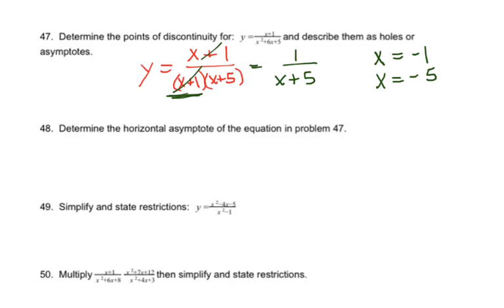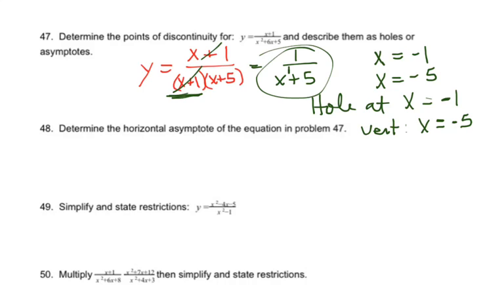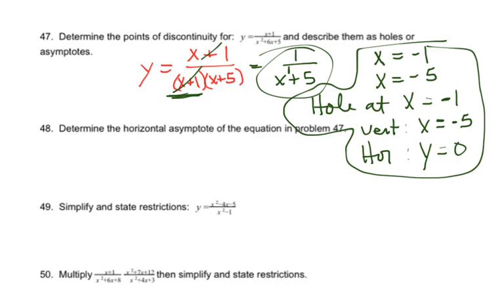X plus 1 canceled out, so there's a hole at x equals -1. There's a vertical asymptote at x equals -5 because it didn't cancel out, and the denominator ends up being of higher degree, so there's a horizontal asymptote at y equals 0. So that kind of sums it all up. Oh, I guess that was 48 I did as well at the same time.